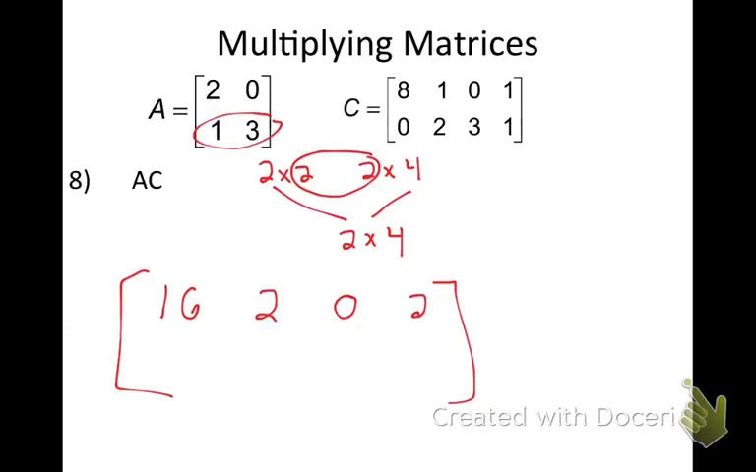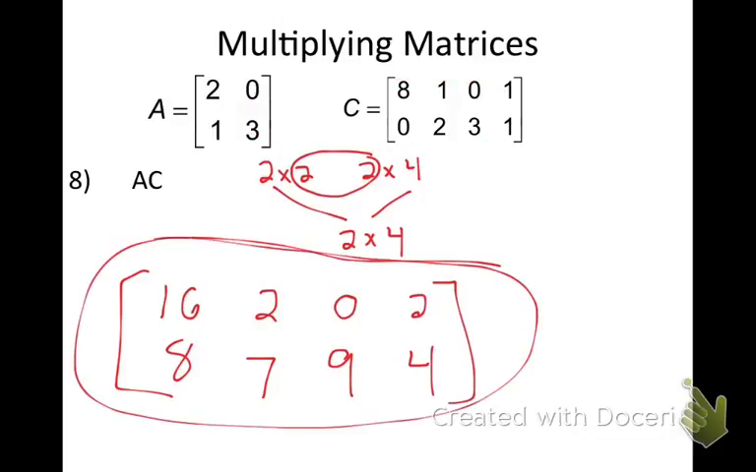Now I do the second row times each column. 1 times 8? 3 times 0? 8 plus 0 is? 1 times 1? 3 times 2? 1 plus 6 is? 7. Wait, go slow on this one. 1 times 0? 3 times 3? 0 plus 9? 9. And the last one. 1 times 1? 3 times 1? 1 plus 3 is? And there's your resulting final matrix, the 2 by 4: 16, 2, 0, 8, 7, 9, 4.